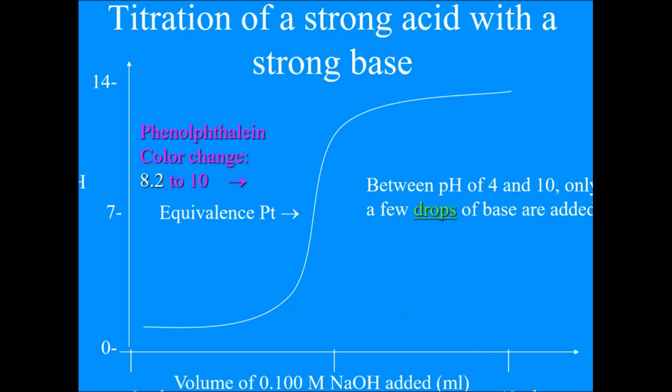Look at this graph. Phenolphthalein has been used as an indicator, and on the y-axis you can see pH, and on the x-axis you can see the volume of base. Let's solve some problems.